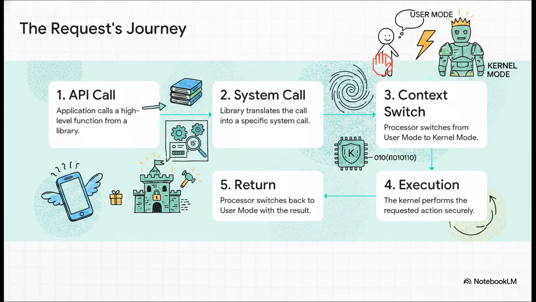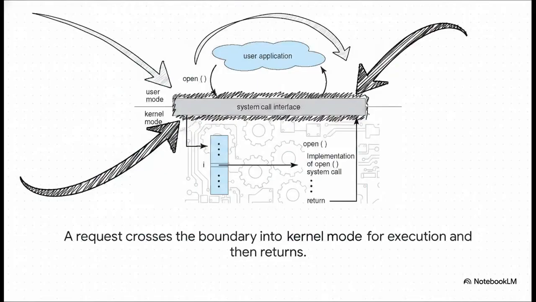This whole request follows this really precise 5-step dance. First, the application makes that simple request, the API call. Second, a software library acts like a translator, turning that simple command into the specific system call the kernel can understand. Third, and this is where the magic happens, the computer does something called a context switch. It literally flips a switch and goes from user mode into the protected kernel mode. Fourth, now that it's in its safe space, the kernel does the actual work. And finally, step 5, the computer switches right back to user mode, handing the result back to the app. You can see that whole round trip visualized here.